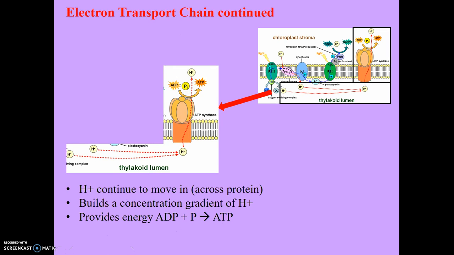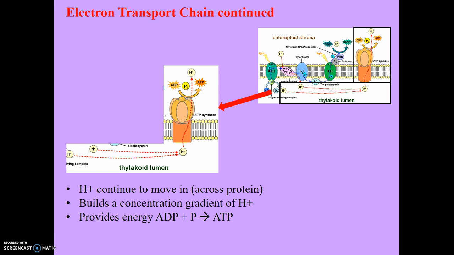The other thing that's happening in the electron transport chain, as these hydrogen ions build up inside the thylakoid lumen, as we create this concentration gradient of hydrogen ions in there, they want to move back across the membrane. They want to diffuse across that membrane.